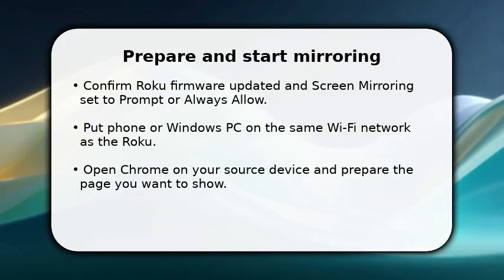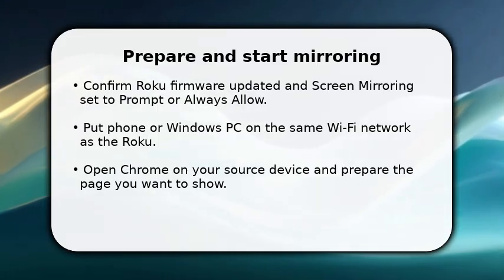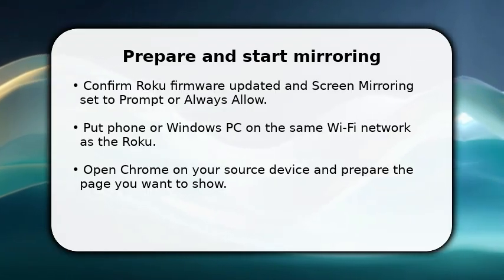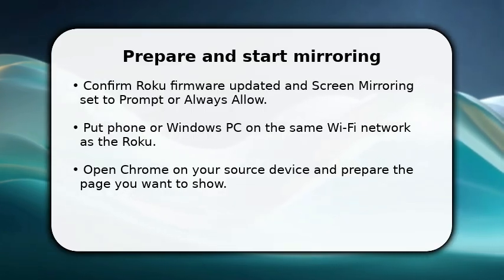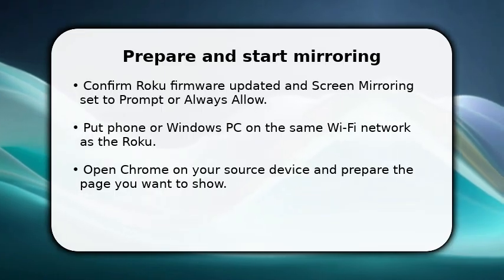You start by getting the network and Roku ready. On the Roku, update software and enable screen mirroring under settings so the TV can accept connections. Once done, make sure your phone or Windows PC is on the same Wi-Fi network as the Roku. This is how the devices discover each other.